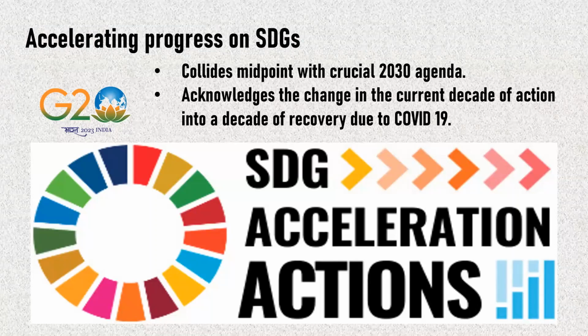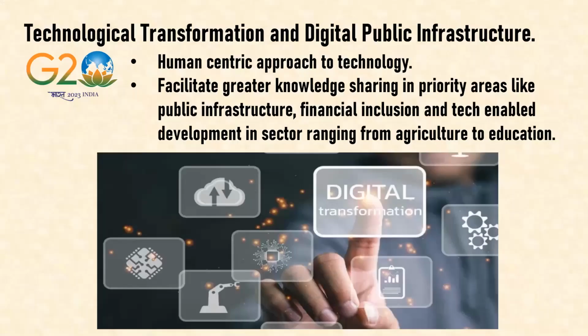Technological transformation and digital public infrastructure. As G20 president, India can foreground its belief in a human-centric approach and facilitate greater knowledge sharing in priority areas like public infrastructure, financial inclusion, and tech-enabled development in sectors ranging from agriculture to education.